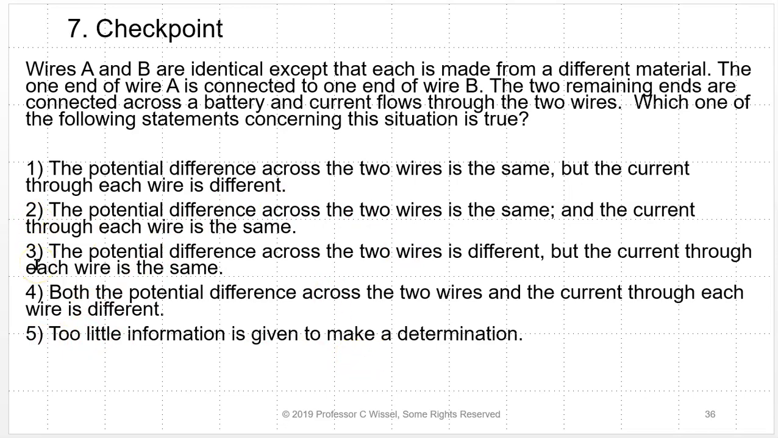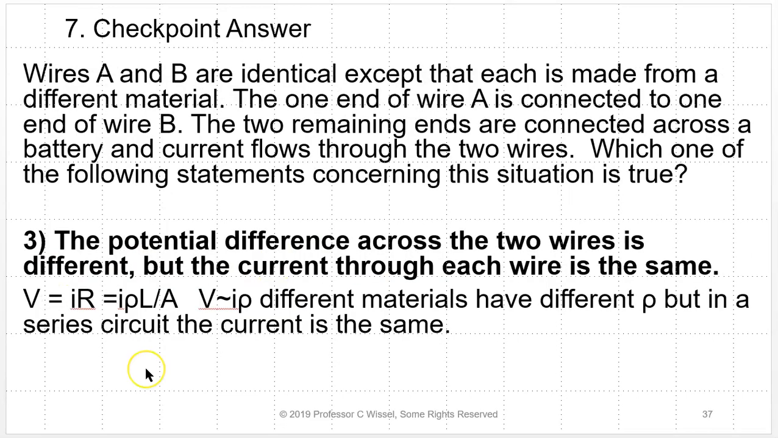So they're identical except they're made from different materials. So the potential difference across them will be different because the resistivity will be different. So 3: the potential difference across the 2 wires is different, but the current through each wire is the same. V equals IR equals I rho L over A. So V is proportional to I times rho. Different materials have different rho, and in a series circuit, the current is the same.